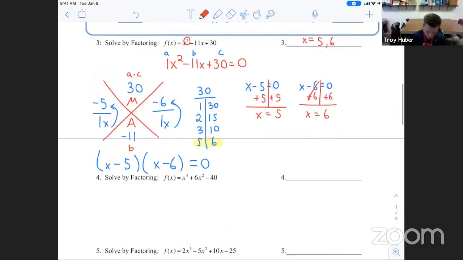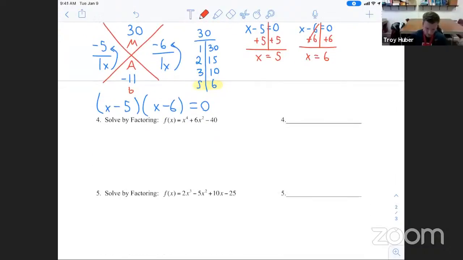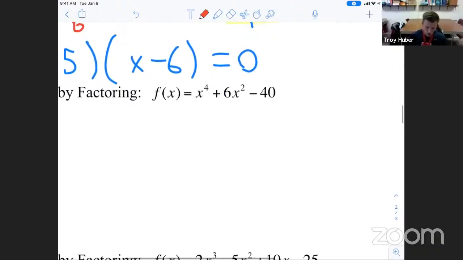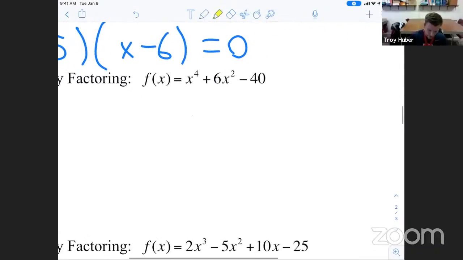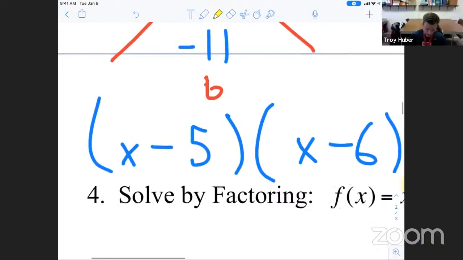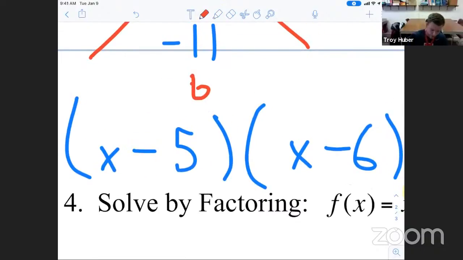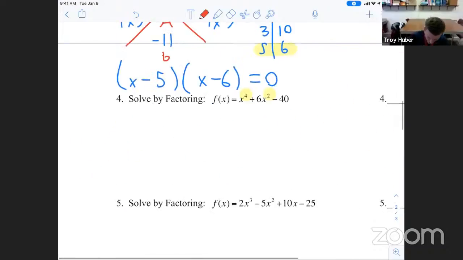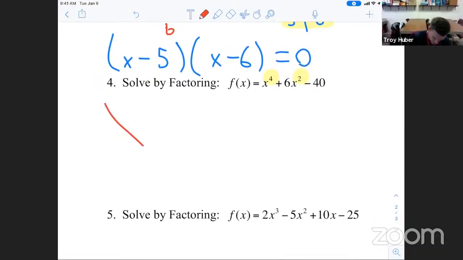All right, let's try another one. Solve by factoring. Okay, notice this one is now to the 4th and 2nd power. All right, don't worry, we still factor it the exact same way. All right, just at the very end, instead of having x minus 5, x minus 6, we would make it x squared. All right, so let's go ahead and factor these ones here.